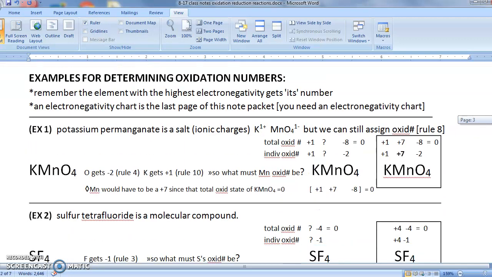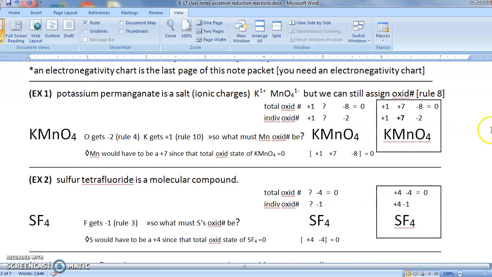Let's take a look at some example problems where we are going to assign oxidation numbers. First we're going to take a look at potassium permanganate, which has the formula KMnO4. This one has ions in it. Potassium is always 1+. The permanganate ion, we remember, is 1-, but we're going to go ahead and assign oxidation numbers to each of the individual atoms in here.